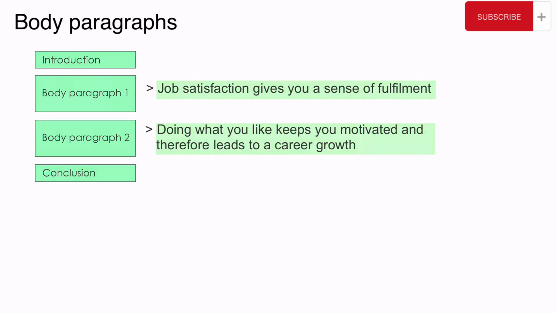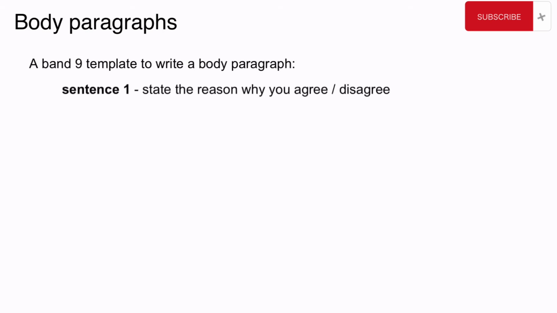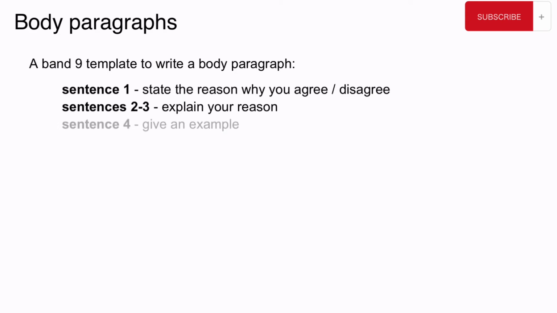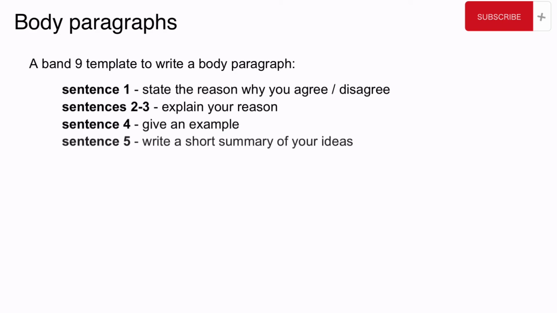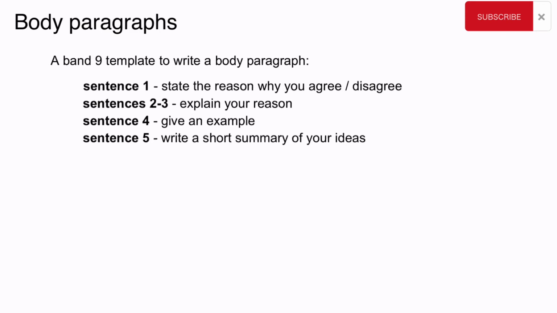I will give you a Band 9 template to write a body paragraph. Sentence 1. State the reason why you agree or disagree. Sentences 2 and 3. Explain your reason. Sentence 4. Give an example. And sentence 5. Write a short summary of your ideas. So, let's use this template together to write our first body paragraph.